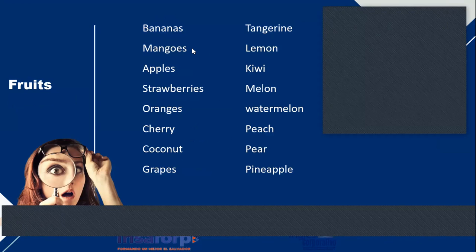Fruit. We have bananas, mangoes, apples, strawberries, oranges, cherry, coconut, grape, tangerine, lemon, kiwi, melon, watermelon, peach, pear, and pineapple. What is your favorite fruit? My favorite fruit is coconut. I like pineapple. You like pineapple? I don't like watermelon. You don't like watermelon.